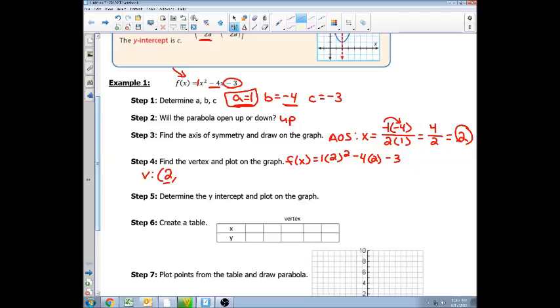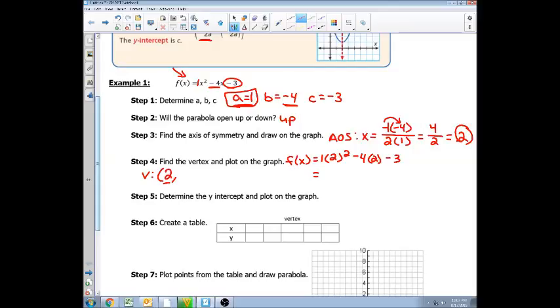I can type that straight into my calculator, but I want to type it exactly the way it looks right here. So I would type 1 parenthesis 2 parenthesis raised to the second minus 4 open parenthesis 2 close parenthesis minus 3. That's going to come up with a number.